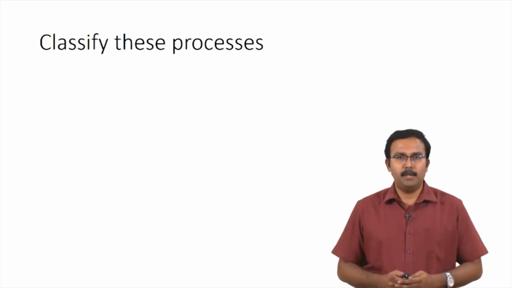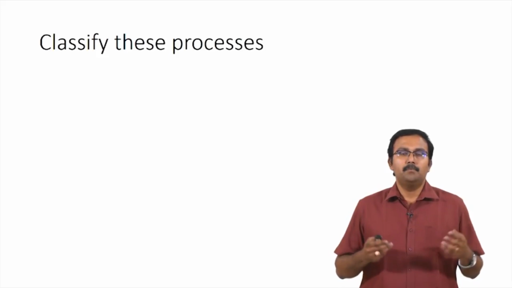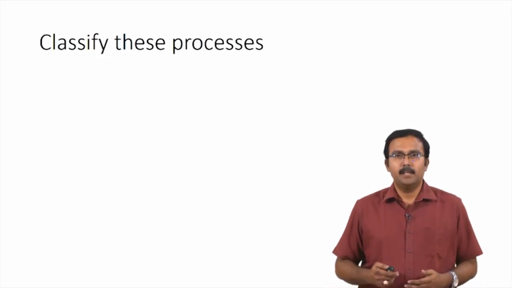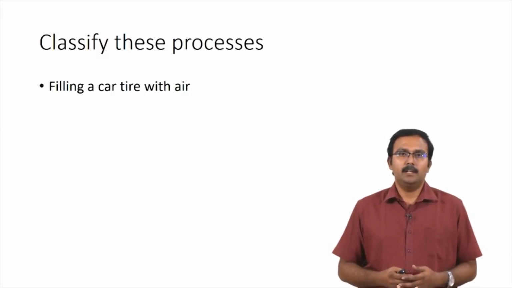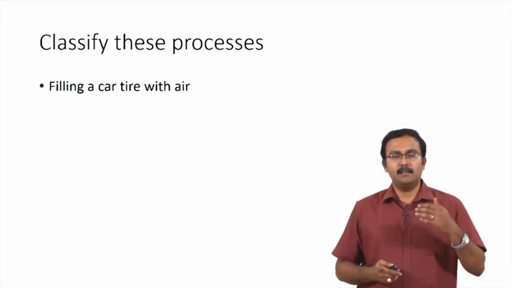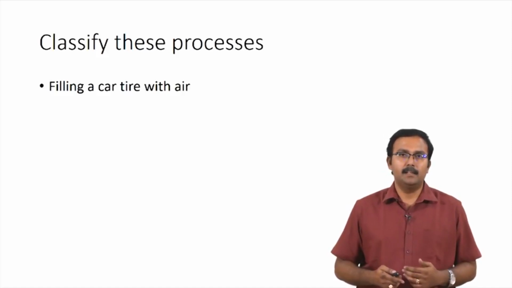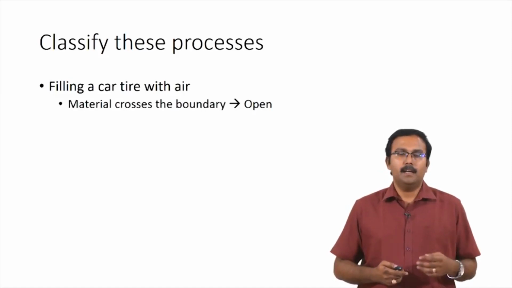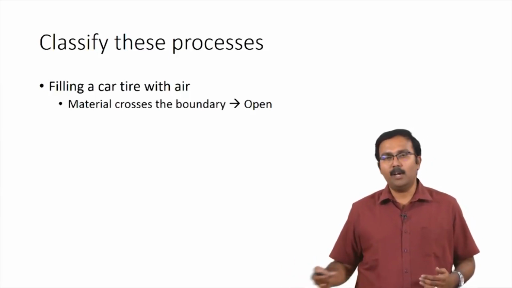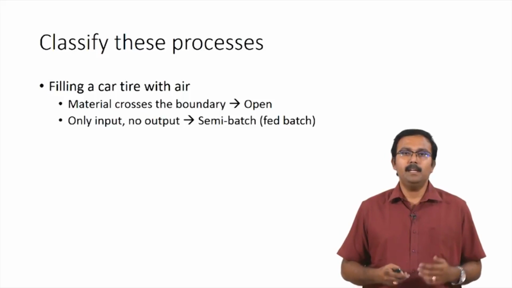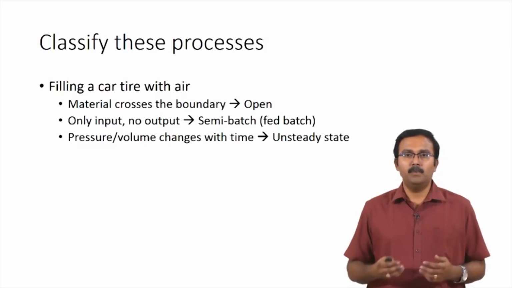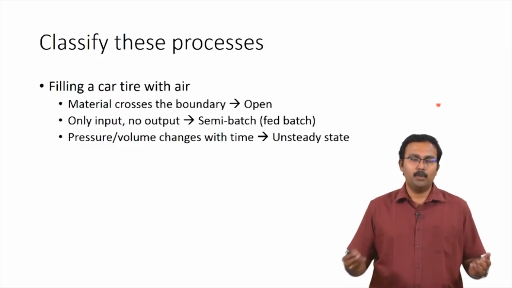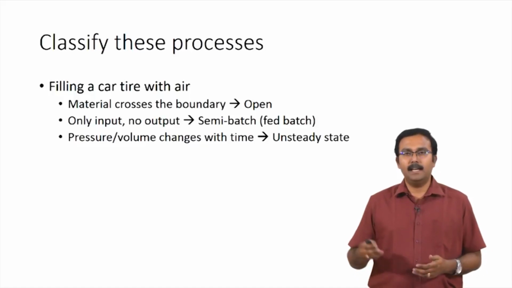Let us look at a few example problems which can be classified based on the classifications which we looked at. So, the first process is filling a car tire with air. So, here you have air entering into the tire. So, the system has a boundary which is crossed by the material. So, which means the system is an open system, and you have only an input and you do not have an output, which means the system would be a fed batch, which is a special case of semi batch process. Pressure or the volume will be changing with respect to time, both of them could also be changing. So, the process is an unsteady state process.